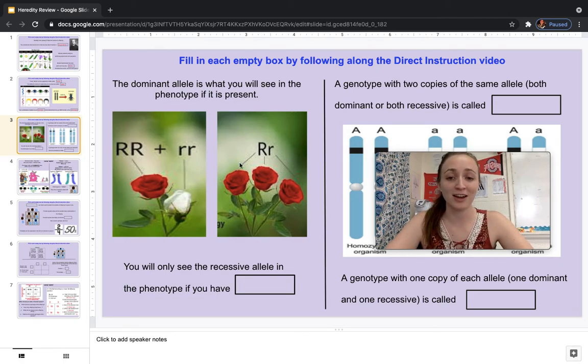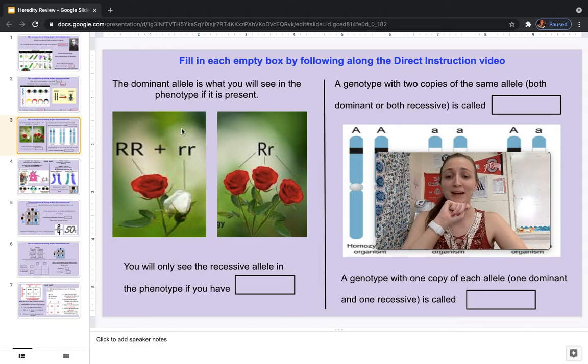But over here, these roses only have one dominant allele. They also have a recessive allele, but it doesn't matter, because as long as you have just that one dominant allele, it's going to, like it sounds, dominate over that recessive allele. So that color is going to show up. Even though it has only one dominant allele, you're still going to see that red color.